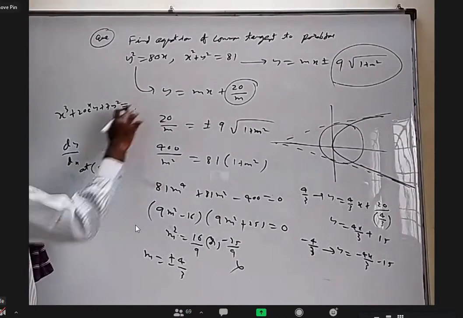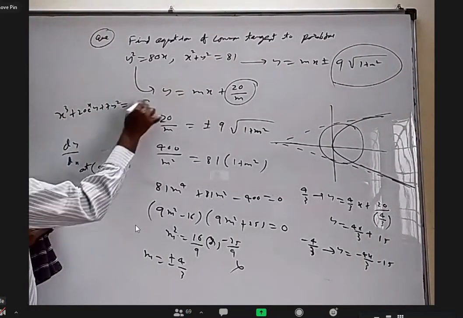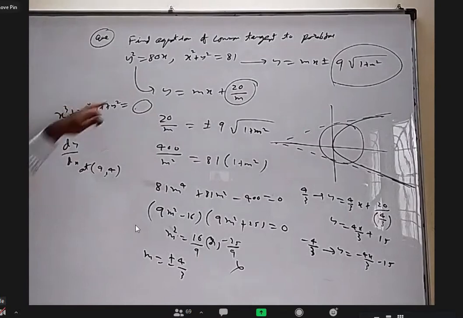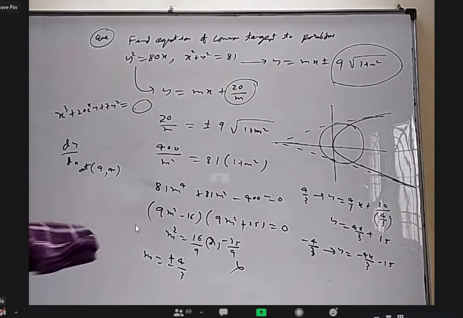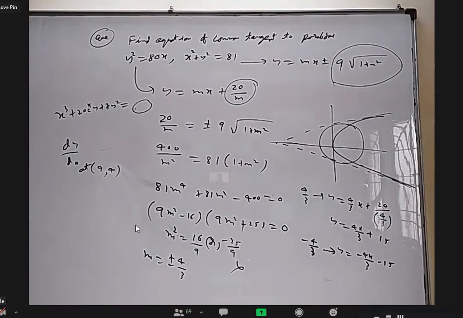Remove this constant, substitute (9, 4), whatever constant comes, you substitute that. For that curve, it gives the slope of the tangent. Otherwise, for the given curve, we should not substitute it, because it's not even on that.